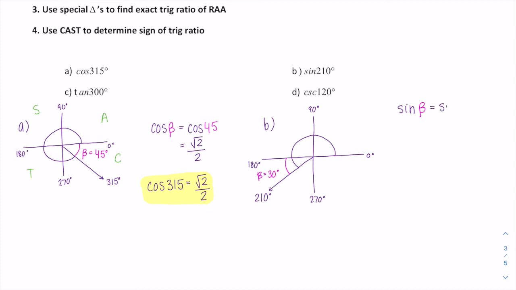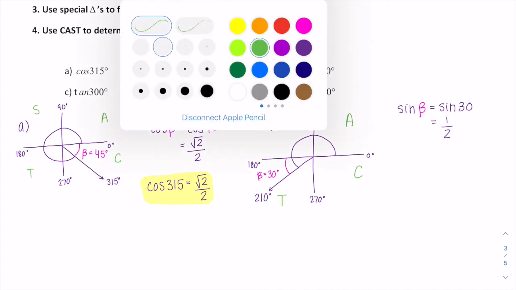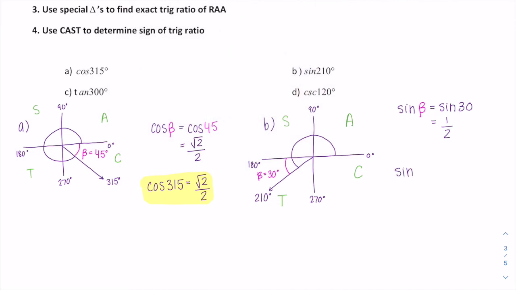So we have sine of our related acute angle, which is 30. And that is another one of our special angles. So sine of 30 is 1/2. So now I use my cast rule to figure out the sign. So we have CAST. So because we're living in quadrant 3, sine of 210 is still going to be the same number as my related acute angle. The only difference is it's going to be negative because it's living in quadrant 3.